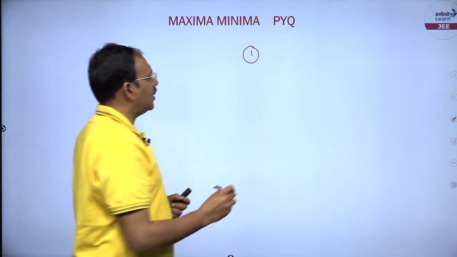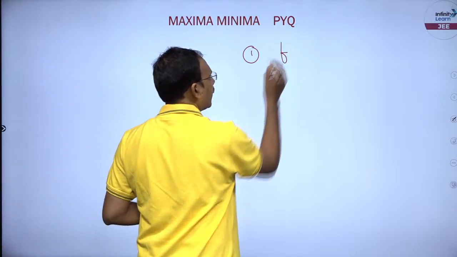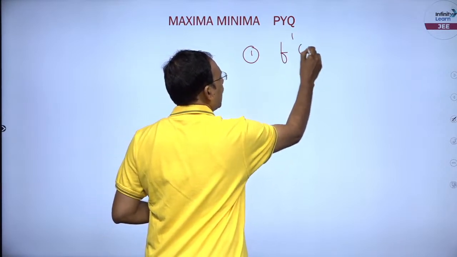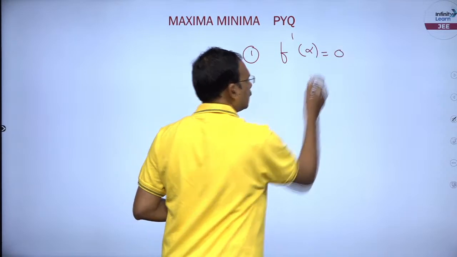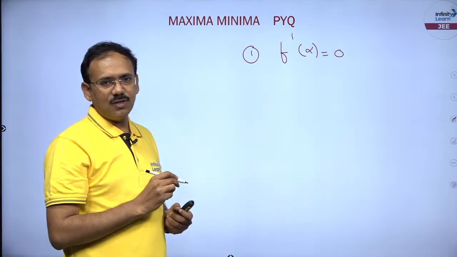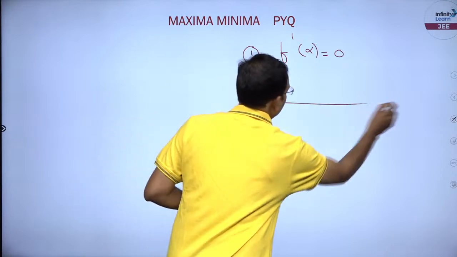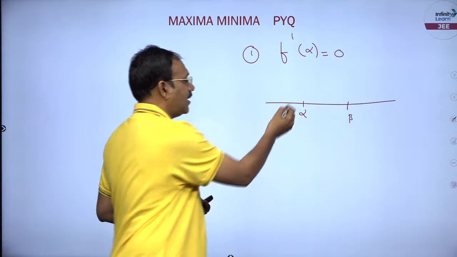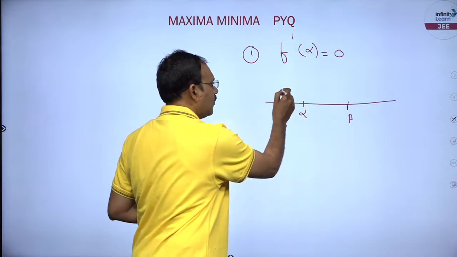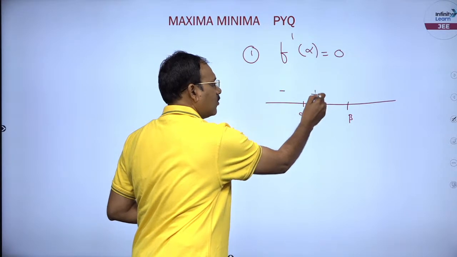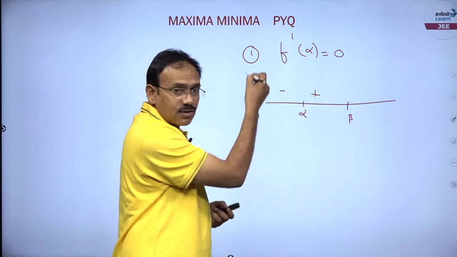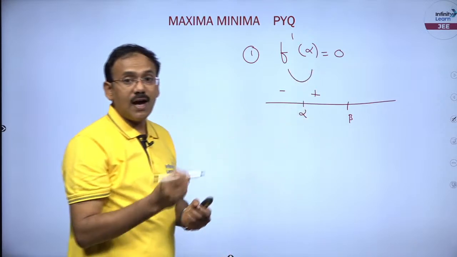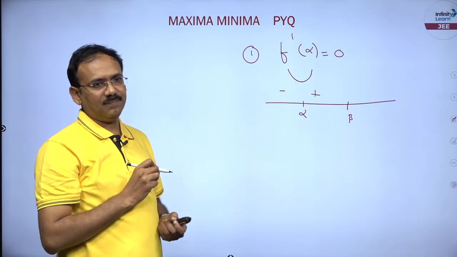If there is a function which is continuous and differentiable, suppose f dash of alpha is 0, at that point the derivative is 0. Say alpha here, beta here: just left of this the derivative is negative, and right of this the derivative is positive. That means the tangent slope goes from negative to positive, the graph will look like this, and it will have a local minimum.